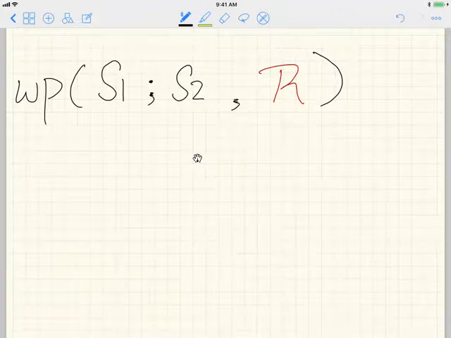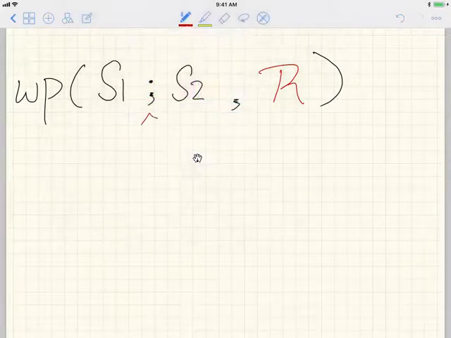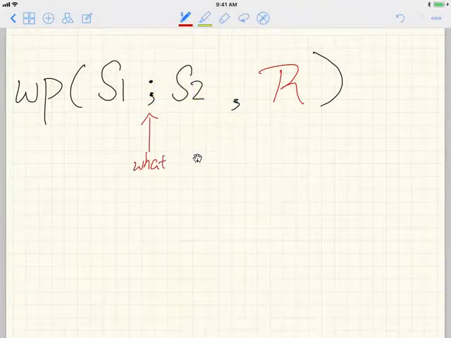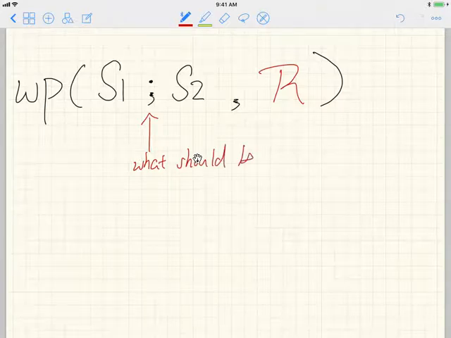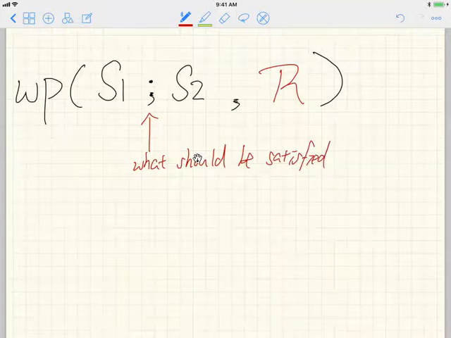Let's think about that. I want to know what would be the weakest precondition for me to do two stages of work. The first stage will be S1. The second stage will be S2. Now, let me ask you this. This will give you a little bit of hints. There is an intermediate point over here. At this point, what should be satisfied? This is the point when S1 terminates, and it's the starting point of S2.